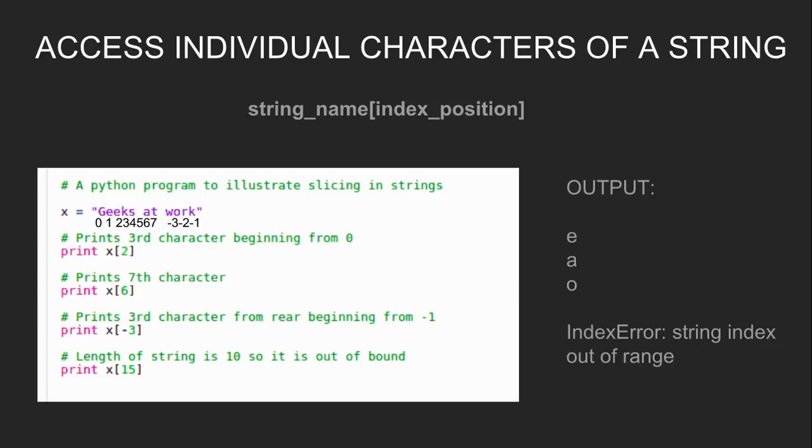Now, how to access individual characters of a string? We can do this using the syntax string name, index position. x[2] will print the third character, that is 0, 1, 2, that is it will print E. x[6] will print the seventh character, that is 0, 1, 2, 3, 4, 5, 6, A. x[-3] will print the third character from the last. Minus 1, minus 2, minus 3, it will print O.